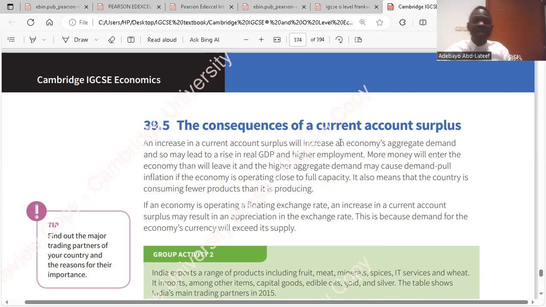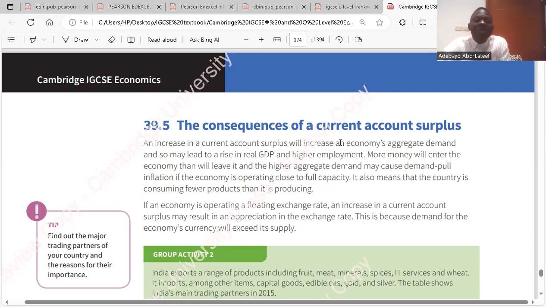That's the fourth point. Now they said, which will lead to inflation, we talked about that, right? Then if the country is operating close to full capacity, it also means that the country is consuming fewer products than it's producing. So if the country is already at full capacity, all resources are fully employed. This means that the country is doing more imports. More imports? Yes, because you're already operating at full capacity and your demand is increasing. Where are you getting the product from? Imports. So it will later go back to deficit. Do you get the point here?